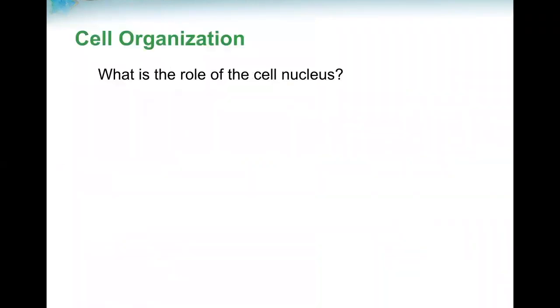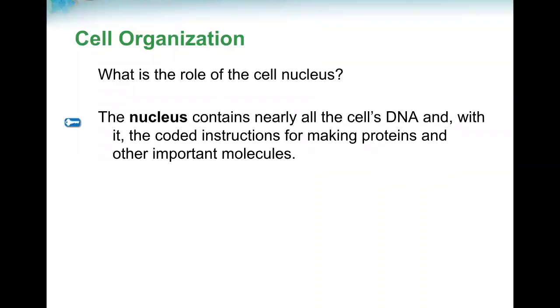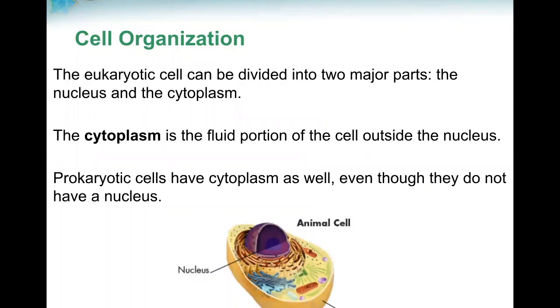What is the role of a cell nucleus? The nucleus contains nearly all of the cell's DNA and, with it, the coded instruction for making proteins and other important molecules. The eukaryotic cells can be divided into two major parts, the nucleus and the cytoplasm. The cytoplasm is the fluid portion of the cell outside the nucleus. Prokaryotic cells have cytoplasm as well, even though they do not have a nucleus.